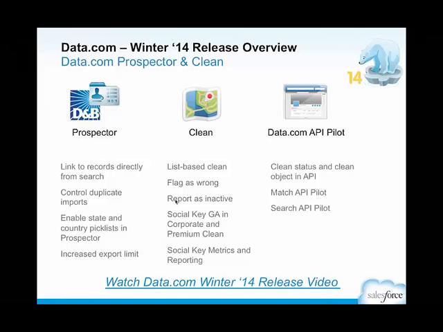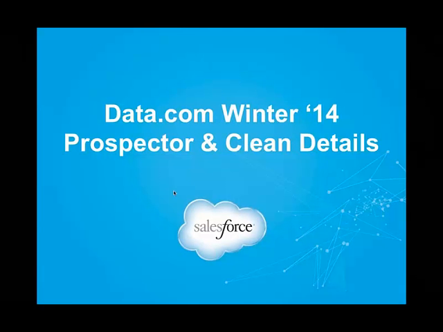And then, of course, with that Data.com API pilot, our clean status and object has had some enhancements, along with the match capabilities and the search capabilities, again utilizing that API limit there. So again, I'm just going to separate it a little, covering just our Prospector and clean, and then I'll dip into our social key and our API, and then we'll follow by Harish demoing all of these features.